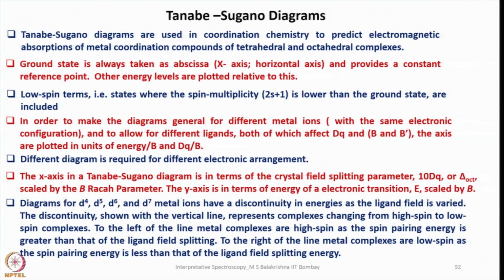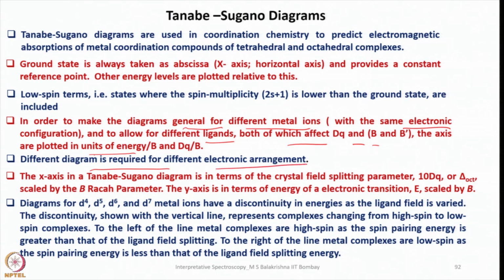In order to make the diagram general for different metal ions with the same electronic configuration, and to allow for different ligands of different ligand field strength, both of which affect Dq, that is B and B prime, the axes are plotted in units of energy by B and Dq by B. By doing this, in one Tanabe-Sugano diagram we can consider the entire band of ligands we come across in the spectrochemical series.